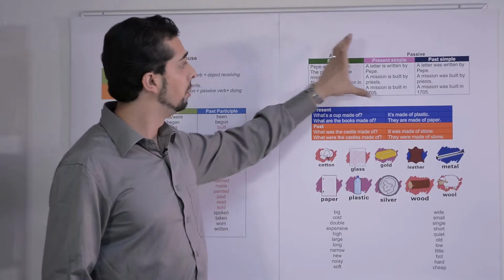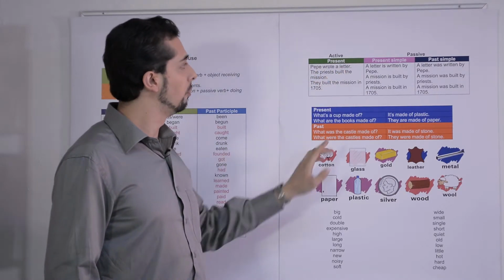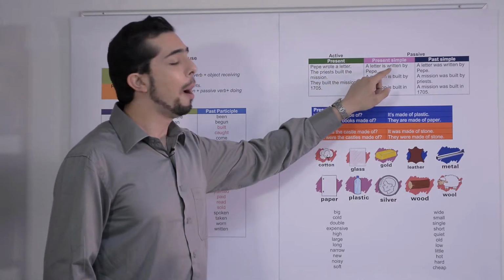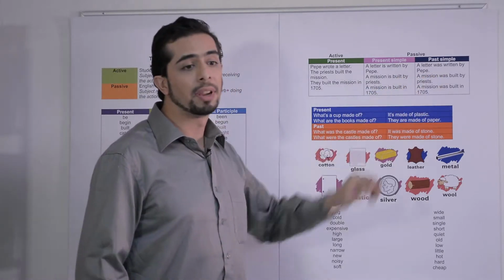Here we have the active action and the passive action. Pepe wrote a letter. A letter is written by Pepe. A letter was written by Pepe. You have a passive in past.